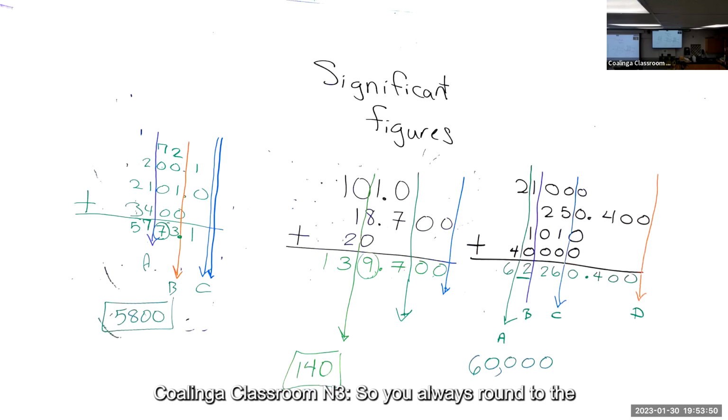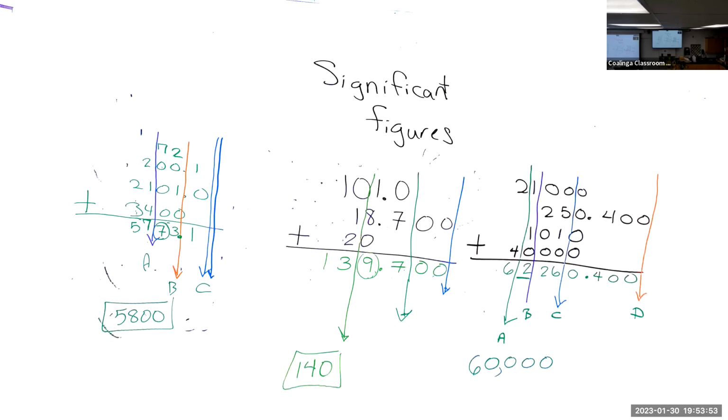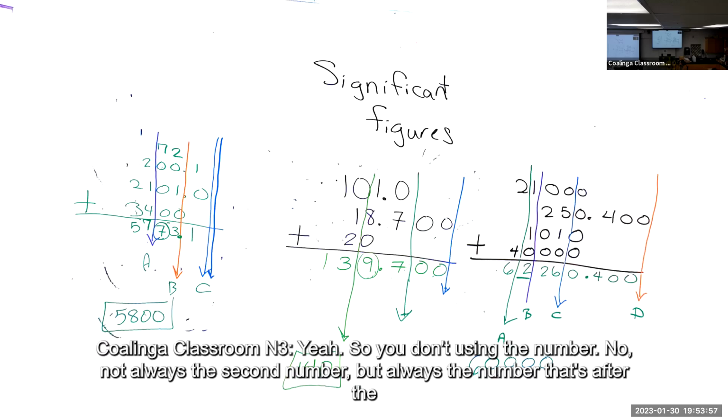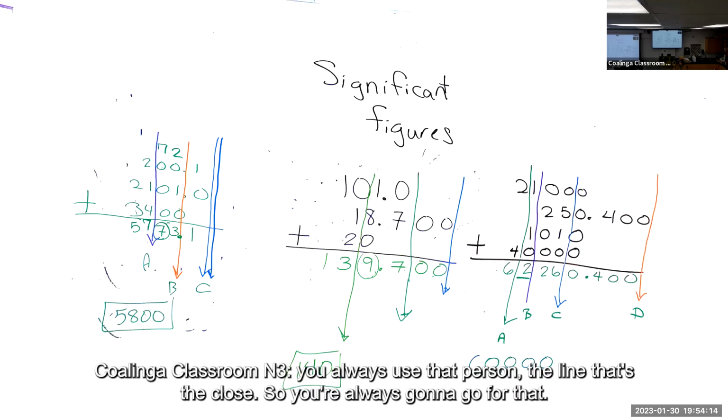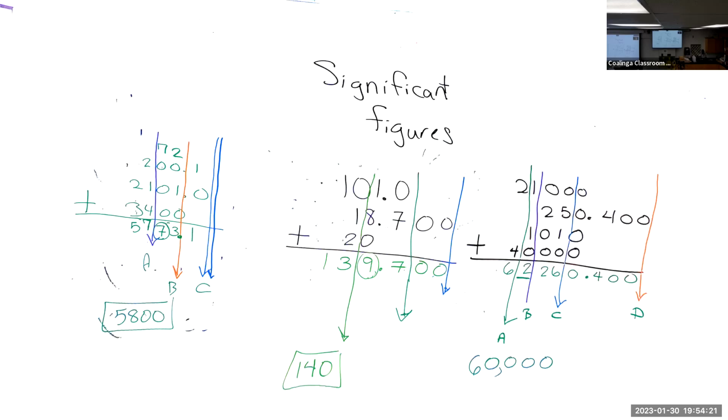So you always round to the, how do I say it, second number? Not always the second number, but always the number that's after the closest line. So even if two numbers have the same amount of significant figures, you still use the first line? Yes, the line that's the closest. If you always go for the left, the one that's closest, yes, you always use that.